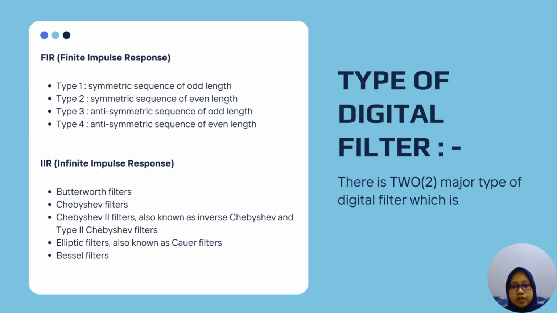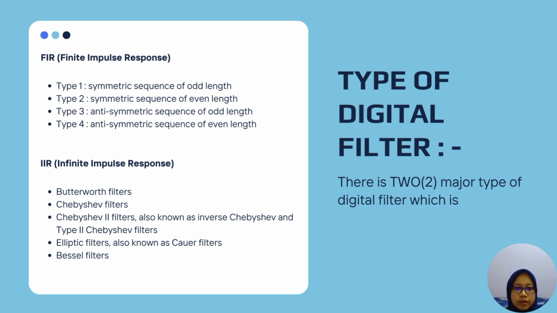These are the types of digital filter. There are two major types of digital filter, which are FIR and IIR. FIR stands for finite impulse response and IIR stands for infinite impulse response. For FIR, there are 4 types: Type 1, symmetric sequence of odd length. Type 2, symmetric sequence of even length.